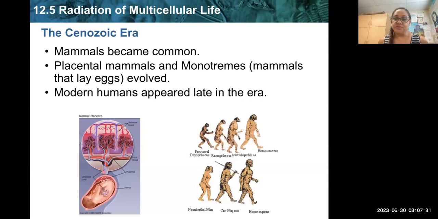The Cenozoic era is when mammals finally became common. Placental mammals and monotremes, which are mammals that lay eggs, evolved. And modern humans appeared very, very late in the era. We will talk about that in our next section in 12.6.